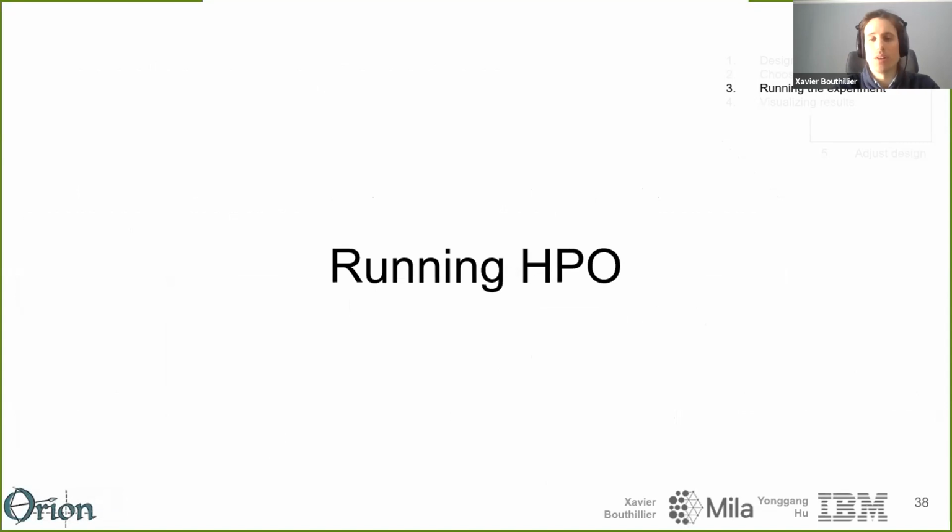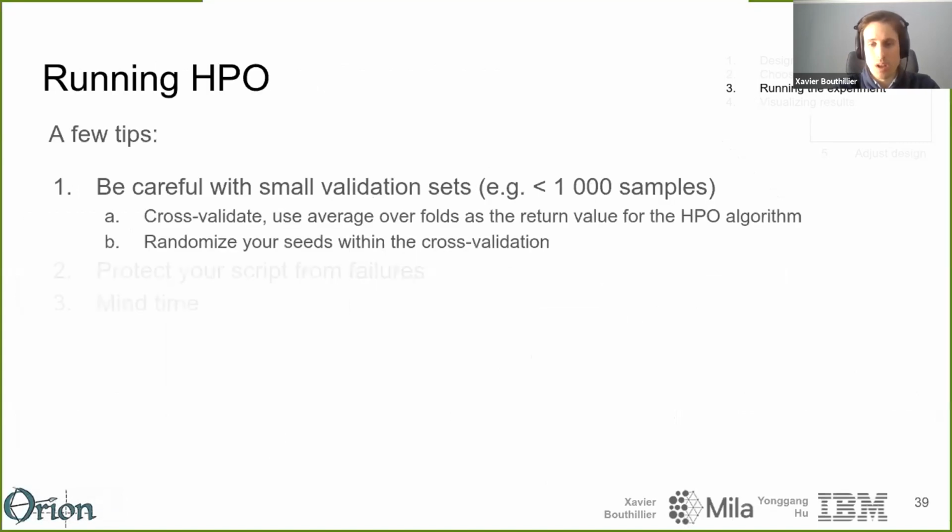Now, how to run hyperparameter optimization. I'll start with a few tips. So first tip is when you set up your experiment, be careful if you have a small validation set. It may be surprising, but if you have less than 1,000 samples and you have, let's say, 5 hyperparameters, it is quite likely with an algorithm like Bayesian optimization that you will overfit the validation set.